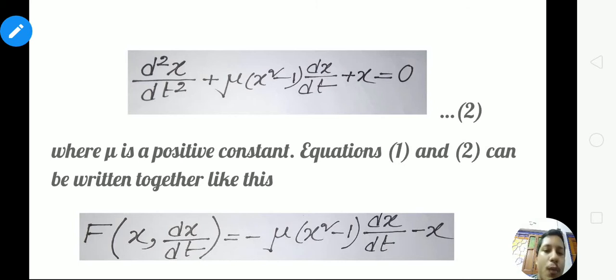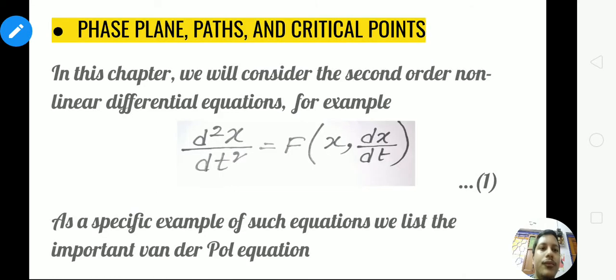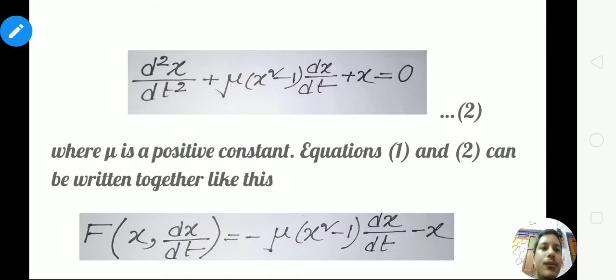How does the equation come? We replace d2x by dt2 by f of x, dx by dt from equation 1. That is, and we will get the equation.